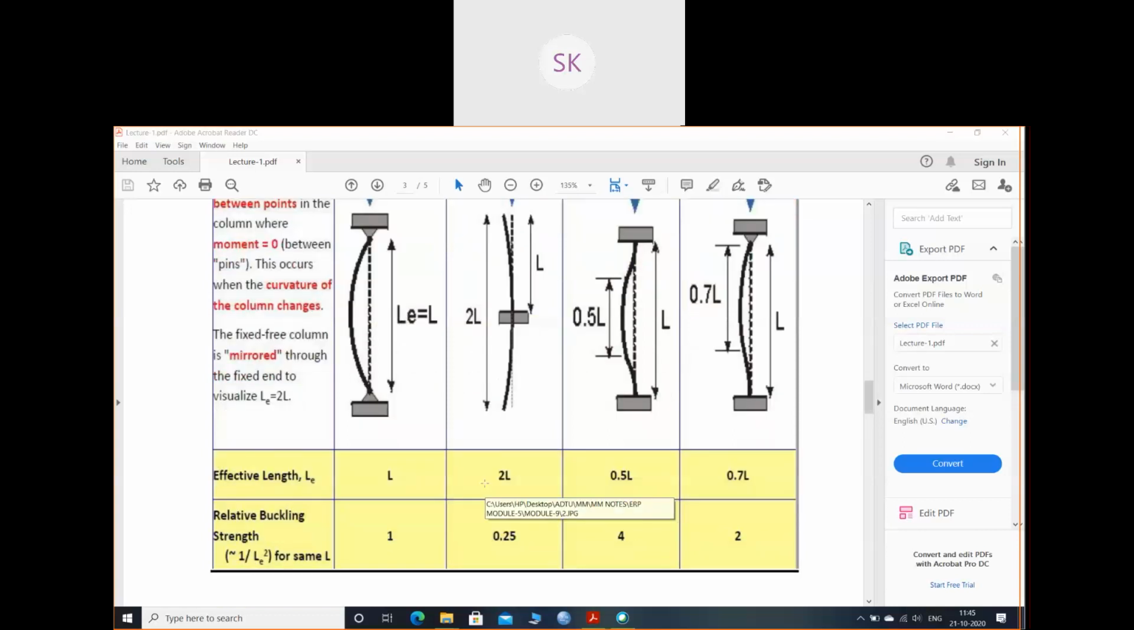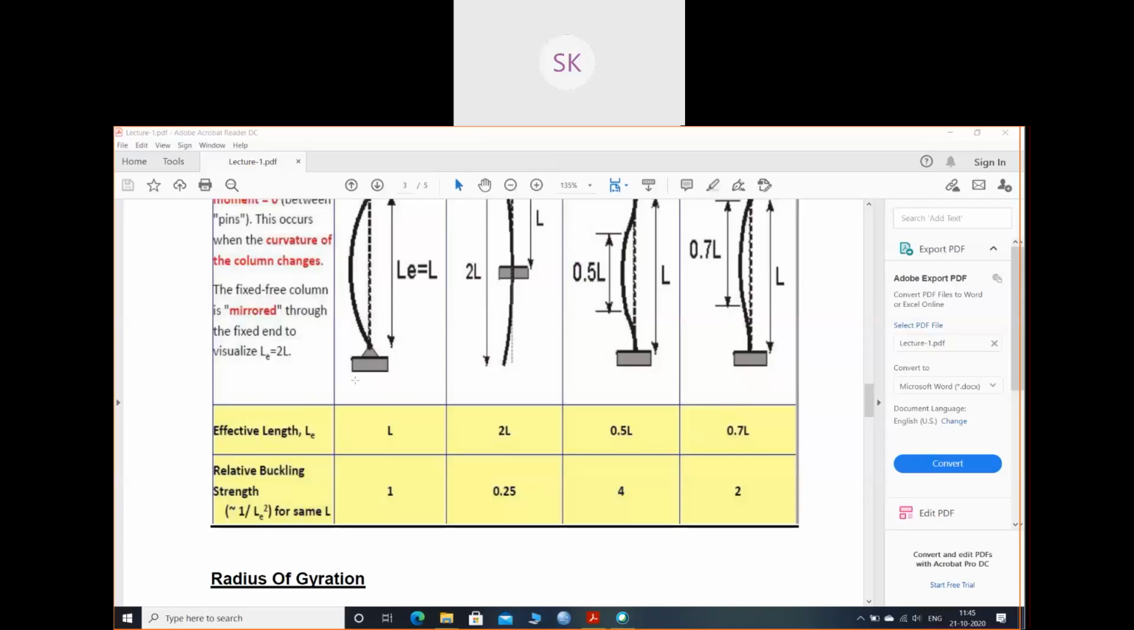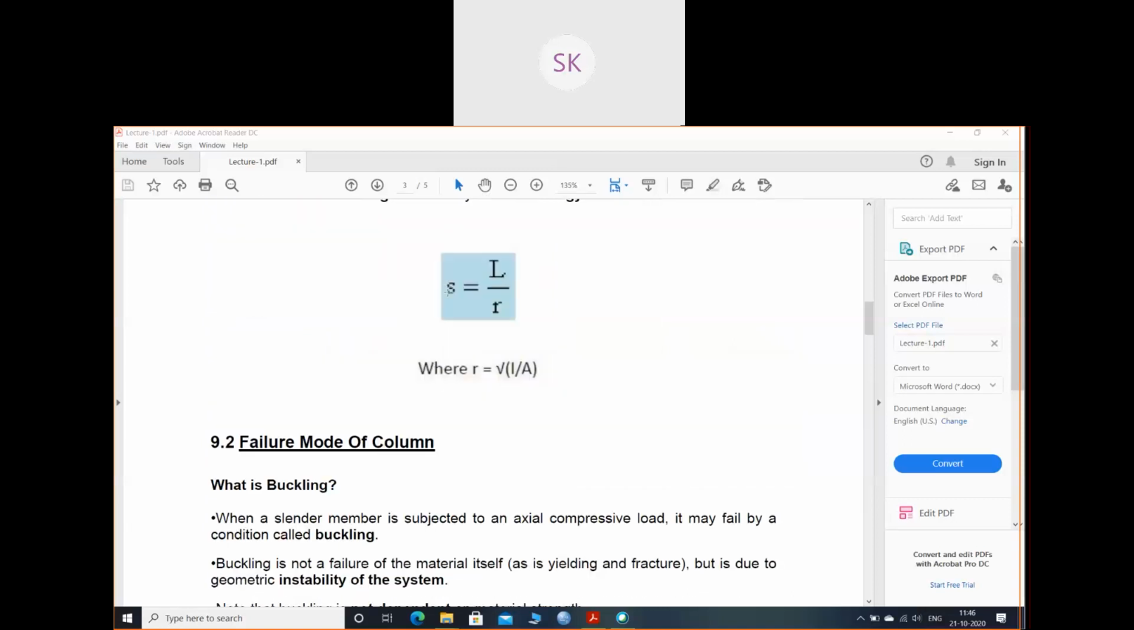Relative buckling strength is not required, so just focus on effective length. Now, what is radius of gyration? Where did we get radius of gyration? We got it in the slenderness ratio, which is the ratio of effective length divided by radius of gyration, and radius of gyration has the formula root of I by A.